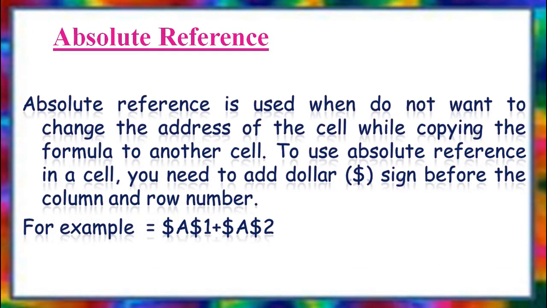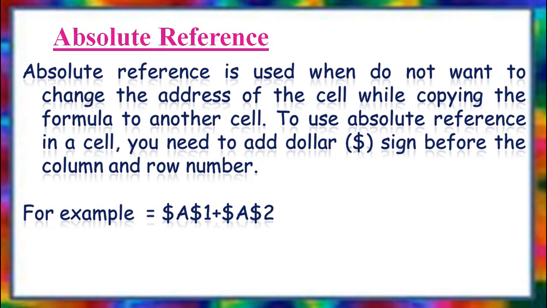Absolute reference. Absolute reference is used when you do not want to change the address of the cell while copying the formula to another cell. To use absolute reference in a cell, you need to add the $ sign before the column and row number. For example, $A$1 plus $A$2. Children, let us check it practically.